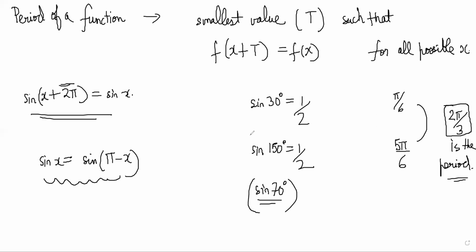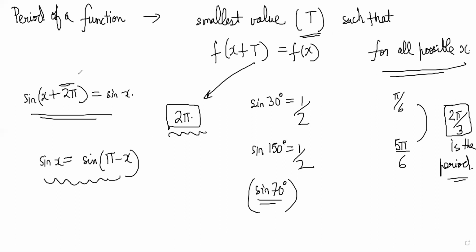The smallest such value for sine will be 2 pi here, where no matter what x you pick, it will be the same. The smallest value t such that f of x plus t is equal to f of x for all possible x, that is the period of the function f of x.